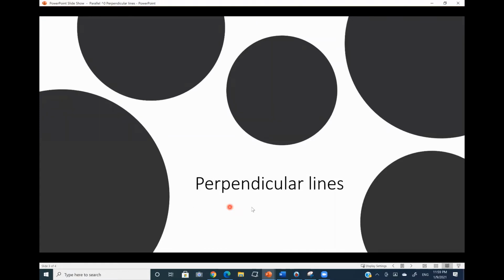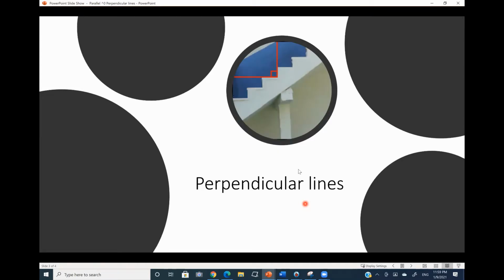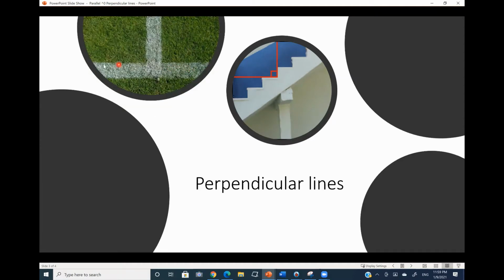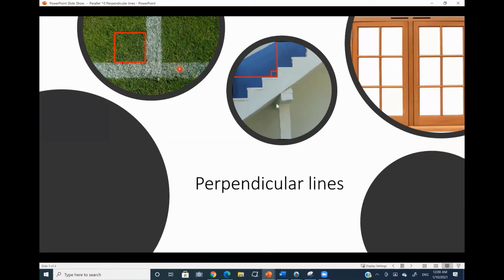We can find perpendicular lines all around us. For example, in the stairs, we can fit here a right angle, and you can notice because you have this little square in the corner that fits perfectly. We can find right angles in a football field, and every corner that you see where you can fit a square perfectly, that's a perpendicular line. A right angle makes a perpendicular line.